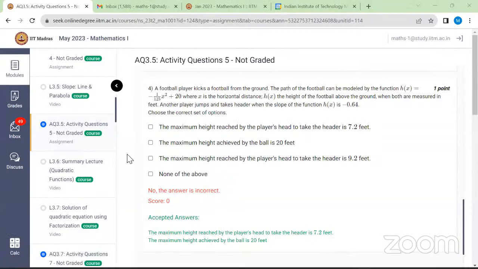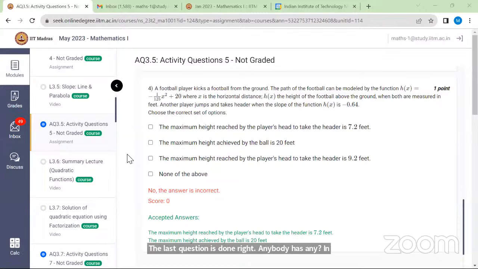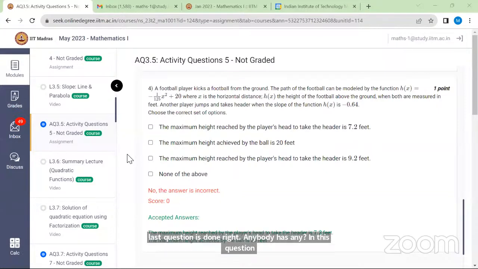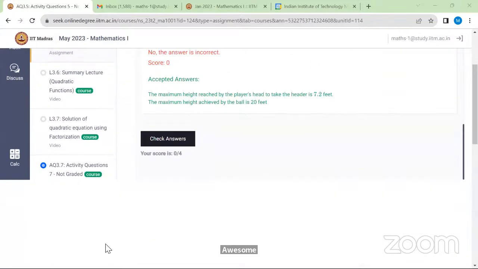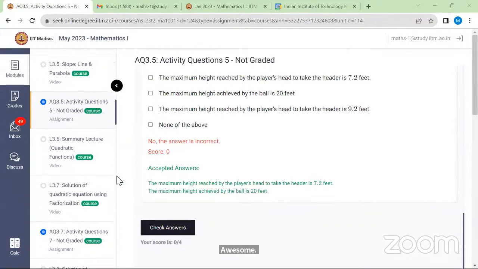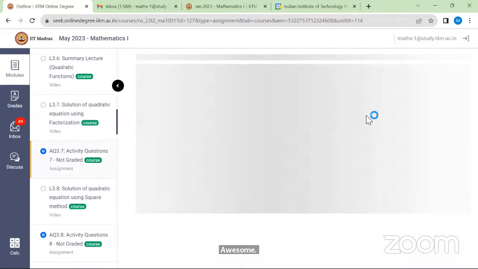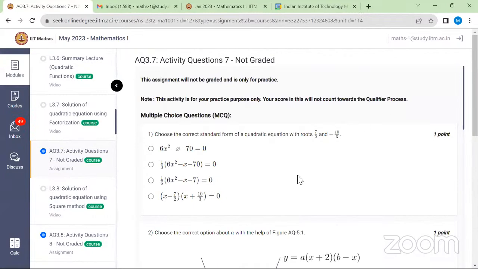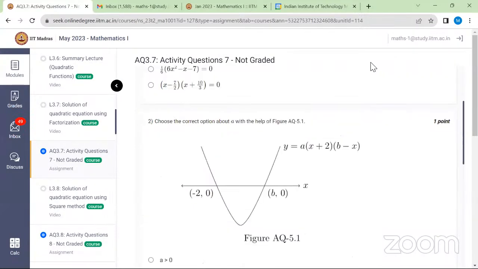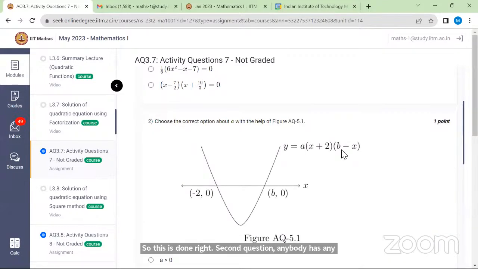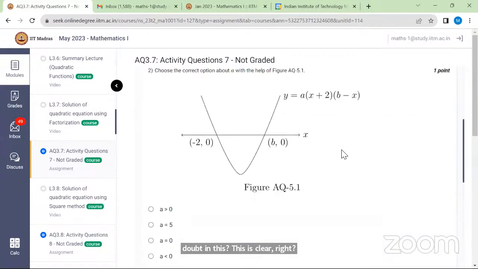Okay. So 3.5 is done. The last question is done, right? Does anybody have any doubt in this question? No, sir. Okay, so let's move to the other one. 3.5 is done. 3.7. Yeah, so this is done, right? Second question, anybody has any doubt in this? This is clear, right? Yes, sir.